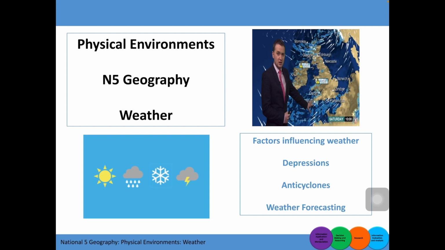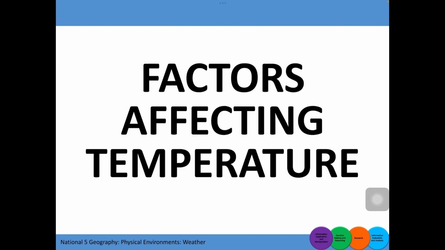So in this weather revision video, we're hoping just to recap some of the key points that you need to know for your exam, so that hopefully you can use your notes and this revision guide to help with your studying. So the first topic we are going to look at are the factors that are affecting temperature.